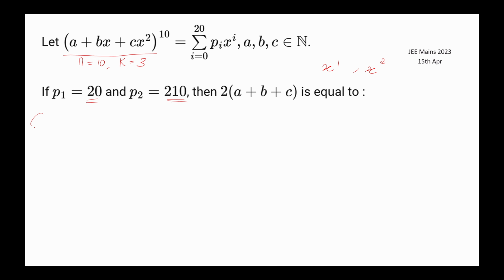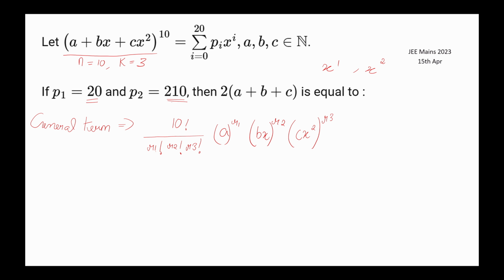So simply again, let us write down the general term of a multinomial theorem. We had studied how we can find the general term of a multinomial theorem. It is simply written as n factorial, which is my 10 factorial, upon r1 factorial, r2 factorial, r3 factorial. I have 3 terms, so it would go up till 3. And here I would have x1 to the power r1. So what is my x1 here? a to the power r1, bx to the power r2, and cx square to the power r3.